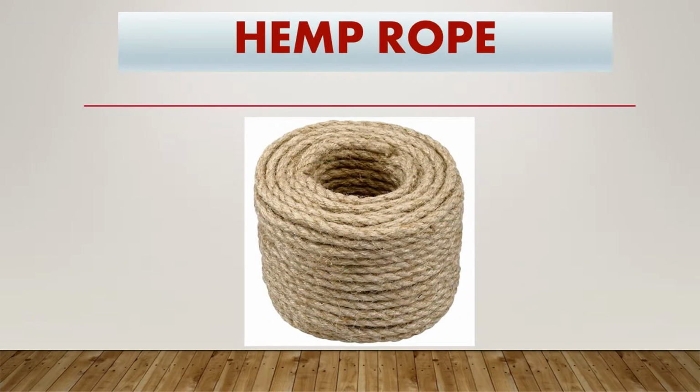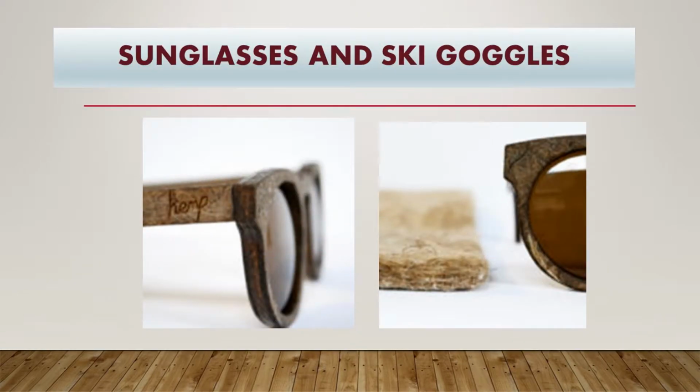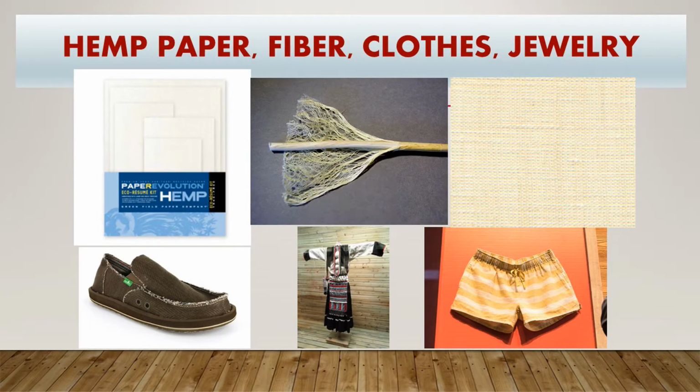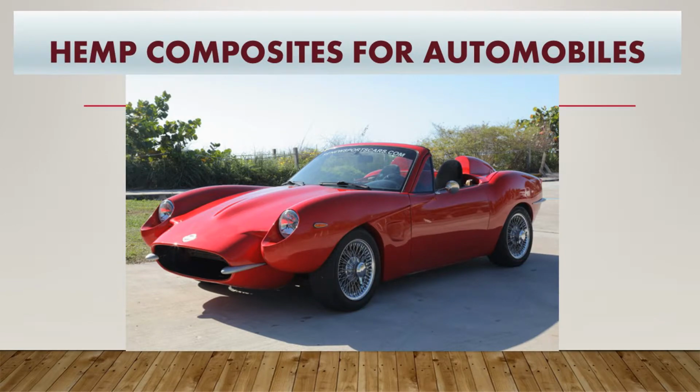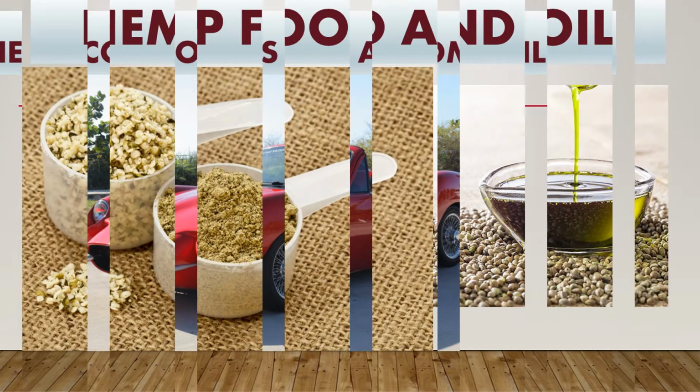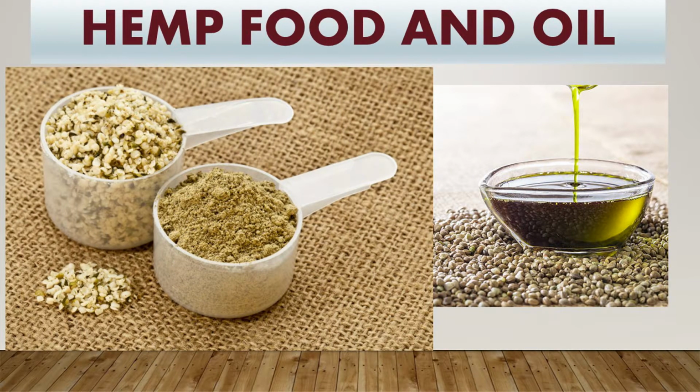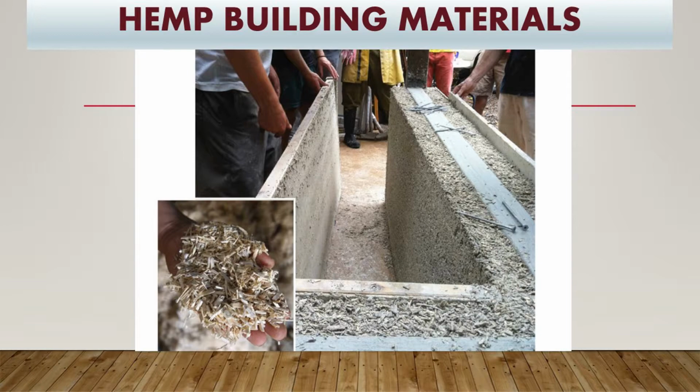Hemp rope is famous, and it is used for many purposes. Hemp is used to make frames for sunglasses and goggles. The hemp fiber is used to make paper, fiber, sheets, shoes, all types of clothing, and jewelry. Hemp is used to make composites for cars, such as dashboards. Hemp is nutritious. It is used to make different foods as well as oil for cooking. It is even used for building materials.